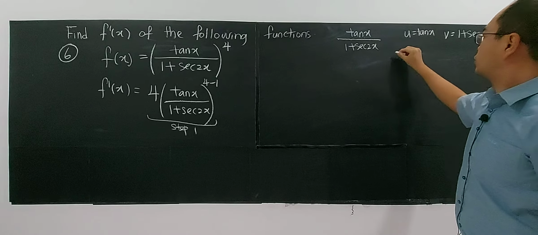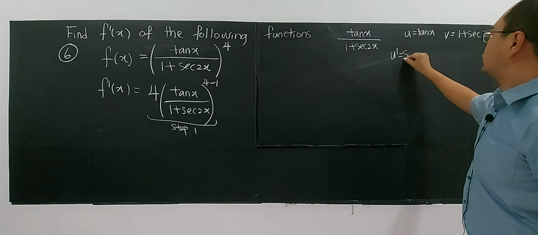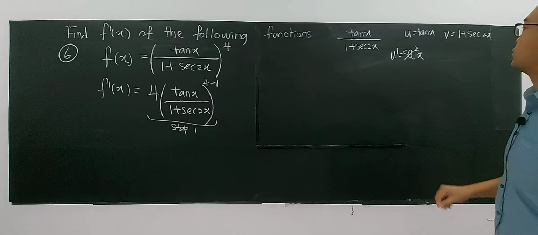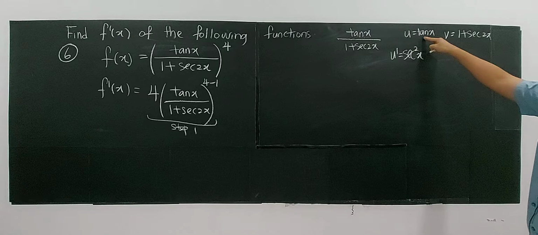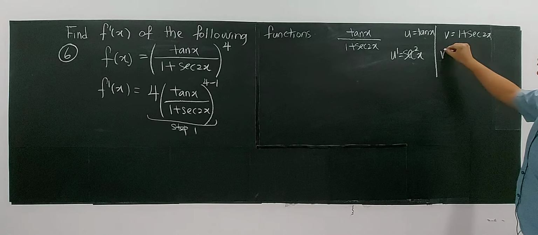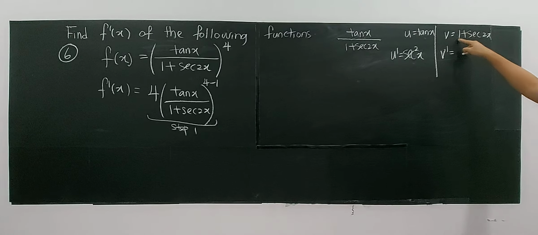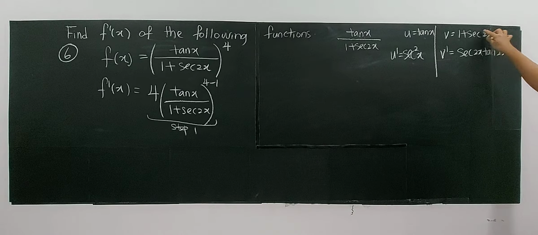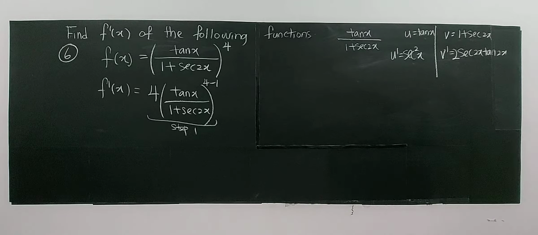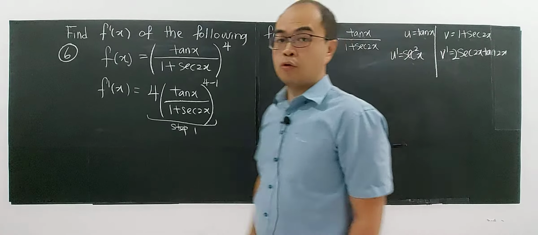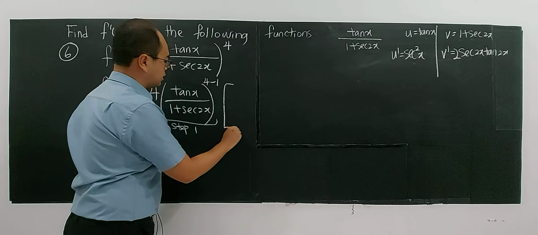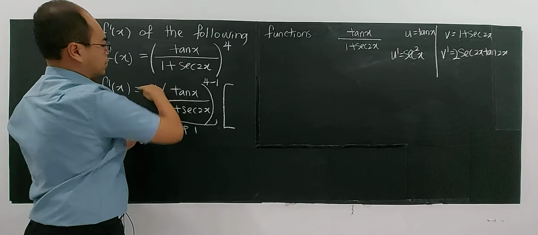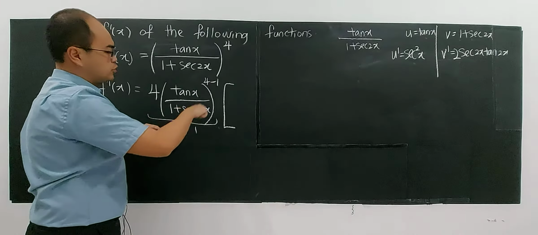Then your u prime: differentiate tangent, you will have secant square x. Remember, differentiating tangent gives secant square x. Differentiating 1, you get 0. Differentiating secant, the formula is secant tangent, following the angle, so differentiate the angle, you have 2. So v prime is 2 secant 2x tangent 2x. So quotient rule separately as step 1: bring down the power, copy back everything minus 1, then differentiate inside here.